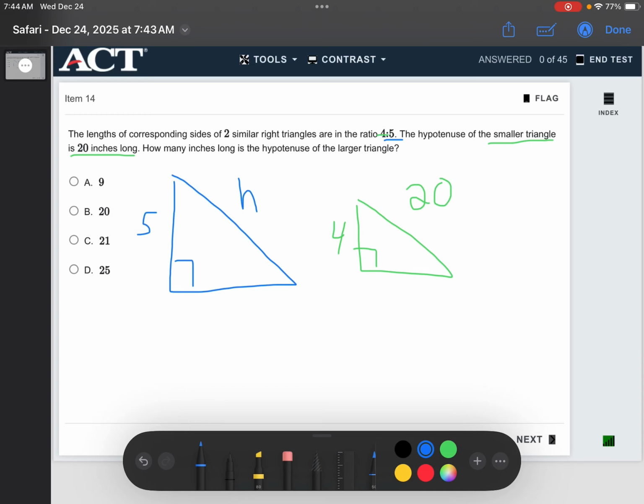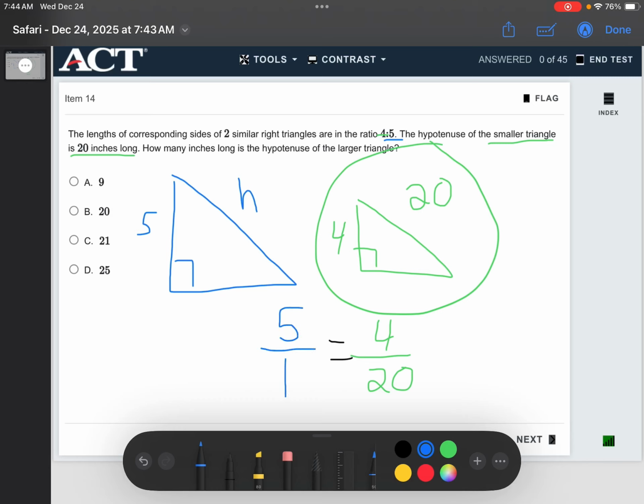So what we need to do now is set up ratios. And it doesn't matter how we set up our ratios. I always like to keep my triangles together, right? So this triangle here is the smaller one. The side that's corresponding is 4, and the hypotenuse is 20. And then I set that equal to the blue triangle, where the side corresponding is 5, and then I'm looking for this hypotenuse. So now we just have to solve this equation.